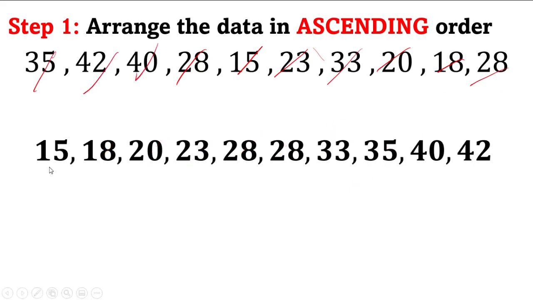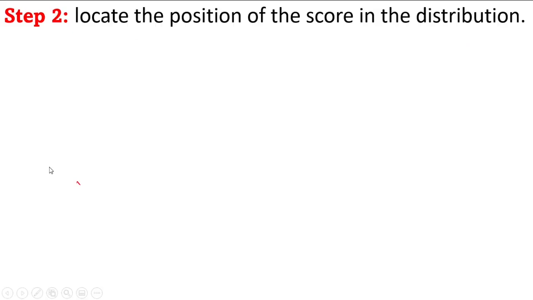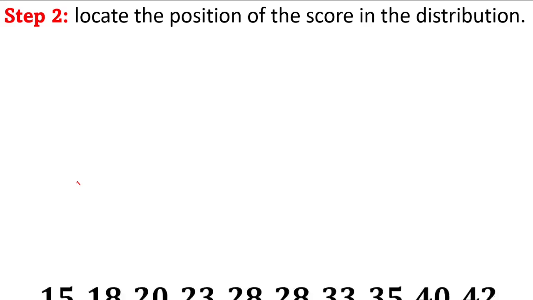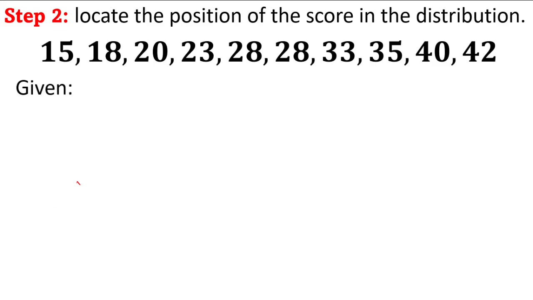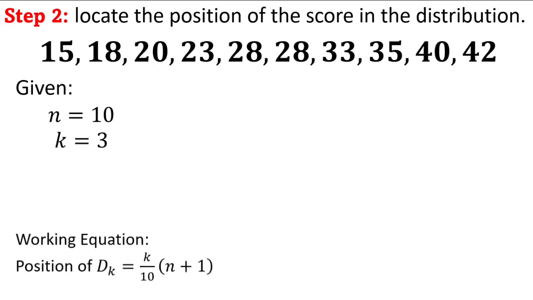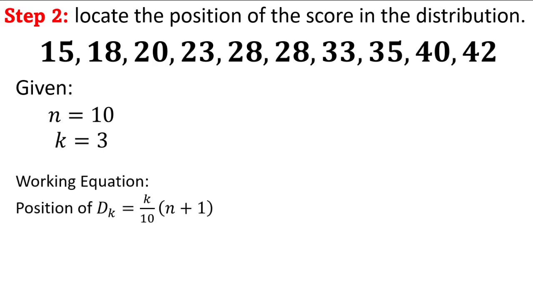After arranging it, you have to find the location or the position of the score in the distribution. You're looking for the third decile, correct? So, for the third decile, you will be using the given n, which is equal to 10, kasi 10 lahat yung score. 1, 2, 3, 4, 5, 6, 7, 8, 9, 10. Okay? And the value of your k is 3 because you're looking for the third decile. And then, for the working equation, the position of the unknown decile is equal to k over 10 of quantity n plus 1.